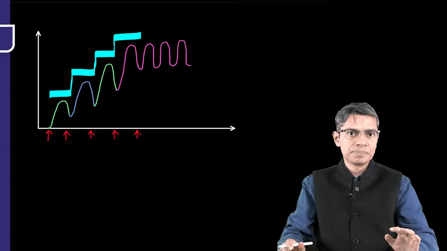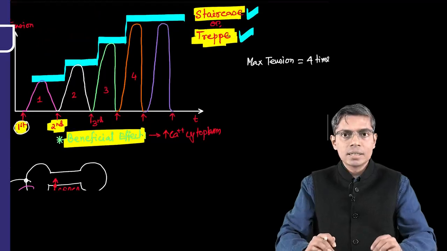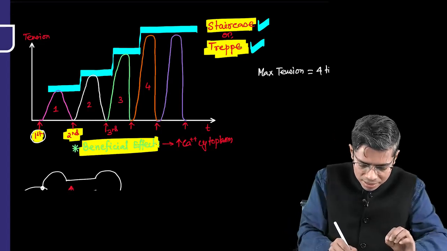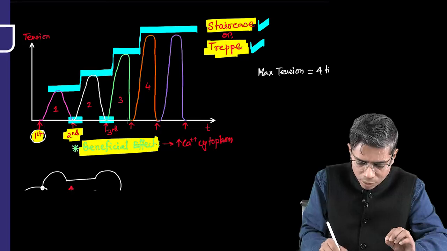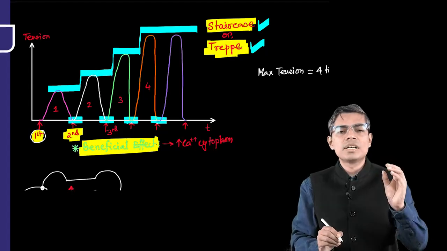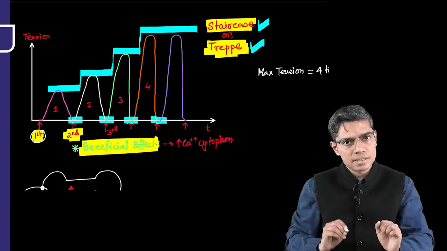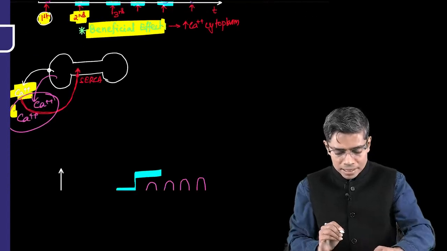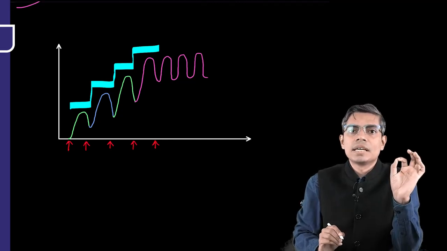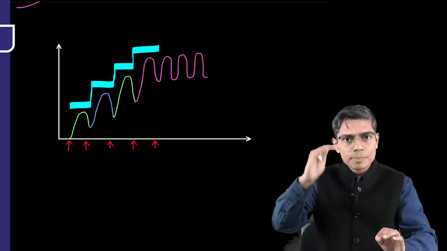In a staircase fashion. But what is the difference between this graph and the previous one? In the staircase or Treppe phenomenon, every contraction reaches its complete relaxation point. Every contraction is touching the baseline, meaning every contraction comes to full relaxation, and then I give the next stimulus. But in this curve, incomplete relaxation is happening, although there is an increase in height in a step by step fashion.